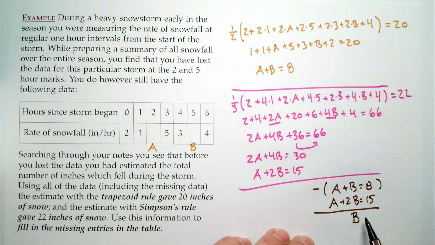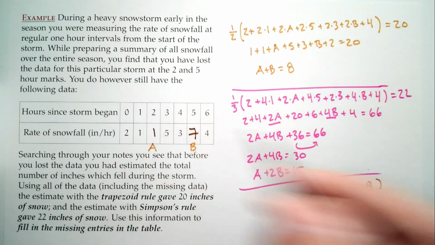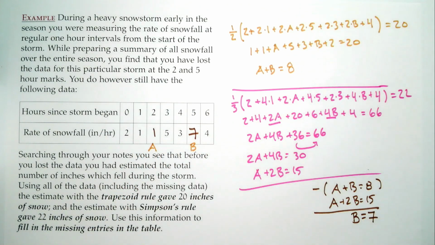Negative 8 plus 15 is 7. So now I know B. What is A? 1. Because A plus B has to equal 8. And there's our data. So we filled it in. All right, so there's an example. That was a fun problem. I like that problem.